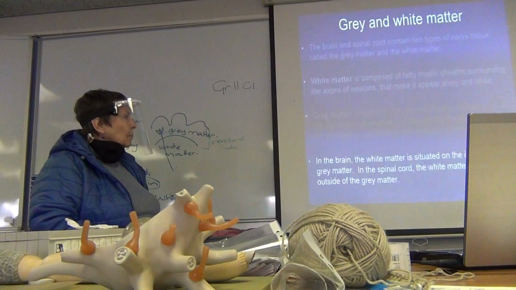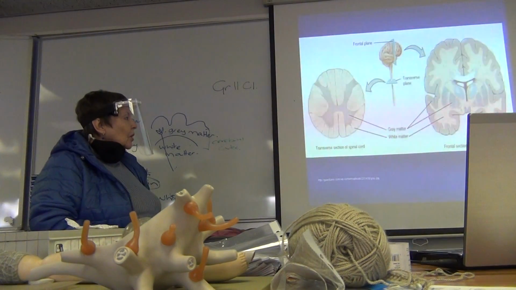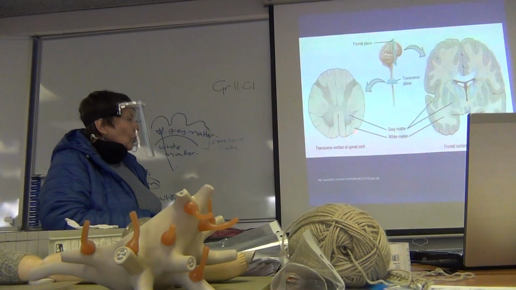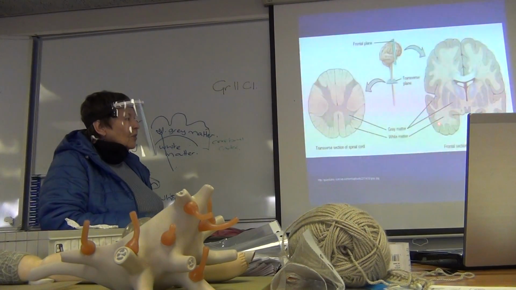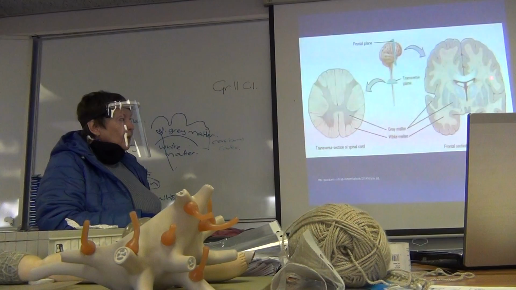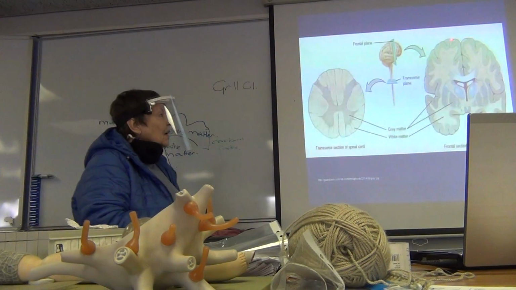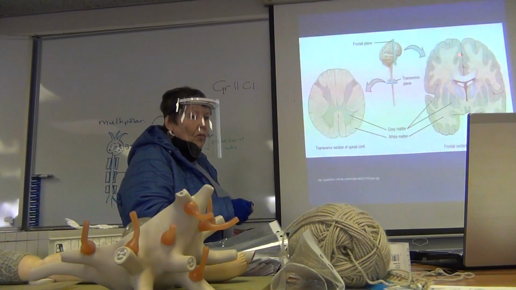Okay, happy? Right. So this is the spinal cord. Ignore it. We're not dealing with that yet. But this is a section through the brain. And what you can see very clearly is the grey matter.